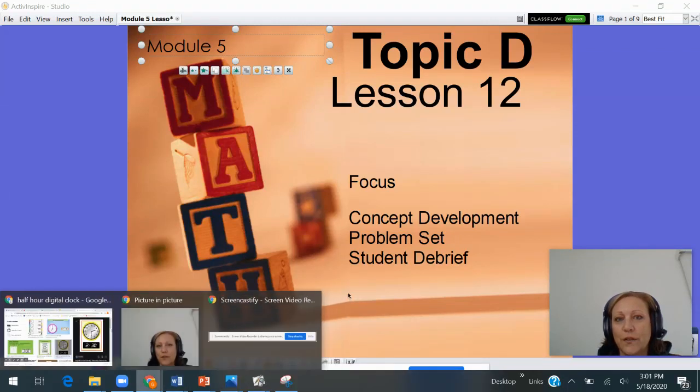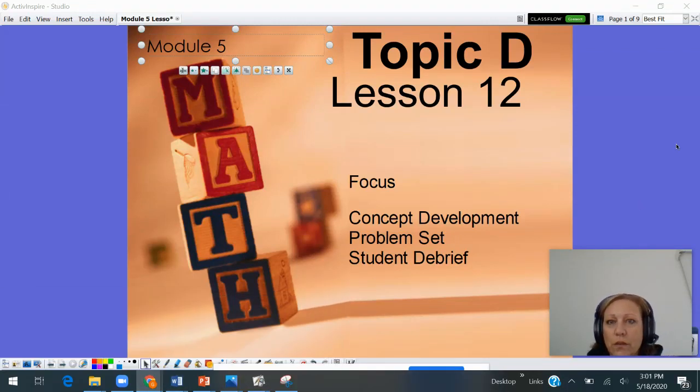Hello, first graders. Today, we're going to be doing Module 5, Topic D, Lesson 12. We are going to focus on our concept development, problem set, and then a student debrief.